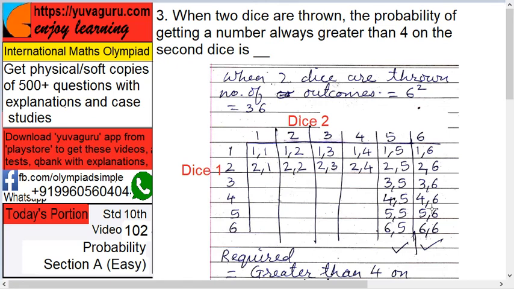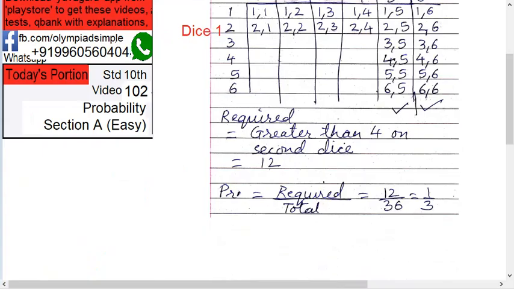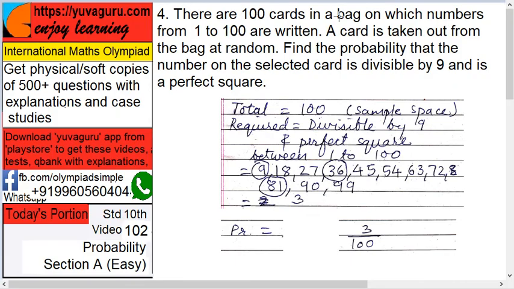So what are the possible outcomes? 1, 2, 3, 4, 5, 6. 1, 2, 3, 4, 5, 6. So 12 outcomes, right? On dice 2. So probability is what? Required upon total. Required is what? 12. How many possible? 36 total, right? So 1 by 3 is the answer.